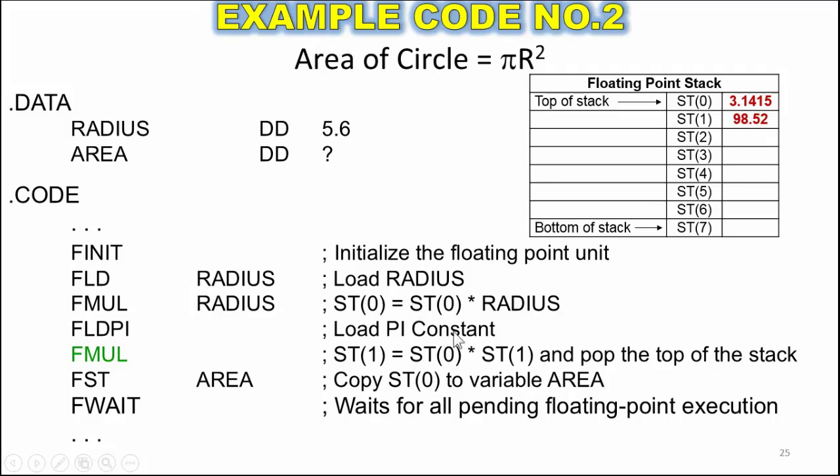And the product, which is 98.52, is stored and replaces the value at register ST at index 1. Using this formula, ST at index 1 is equal to ST at index 0 multiplied by ST at index 1. The value of the top of the stack, which is 3.1415, is popped out. Therefore, the value 98.52 moves up one slot and now is at the top of the floating point stack.